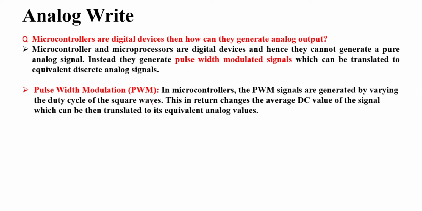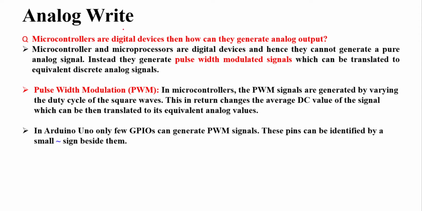By changing the duty cycle of the square waves, we can change the overall average DC value of the signal, and that can be considered to be an analog signal. Might be possible with this definition you are getting more confused. So let us go a bit deeper.